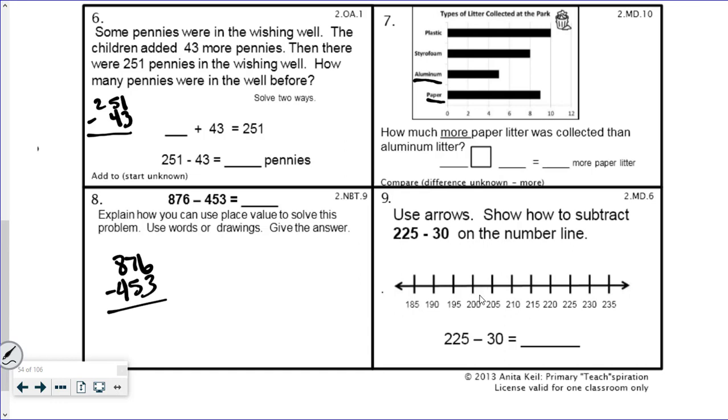Number 9, use arrows, show how to subtract 225 minus 30 on this number line, and then write your answer here. But make sure you show your hops. Pause your video and do number 9. Alright, let's start checking from the top.